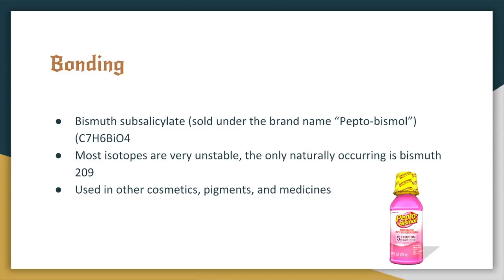Most isotopes of bismuth are very unstable. The only naturally occurring one is bismuth 209. Also, bismuth is used in cosmetics, pigments, and medicines. In cosmetics, an example would be makeup and other small medicines that aren't as known as Pepto-Bismol.